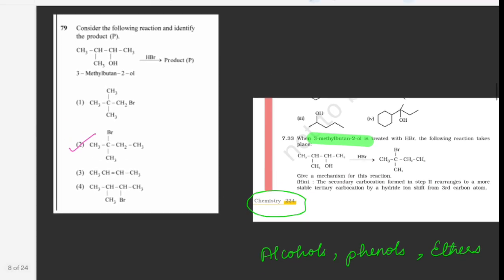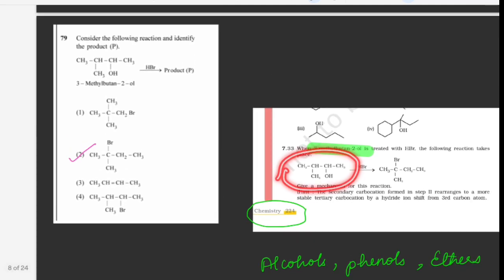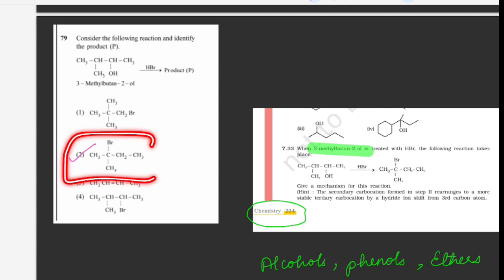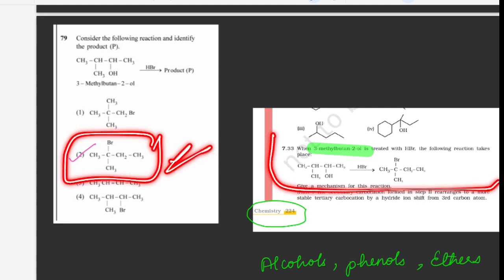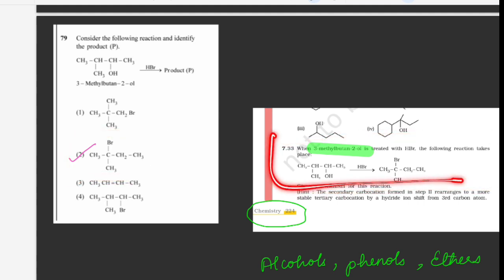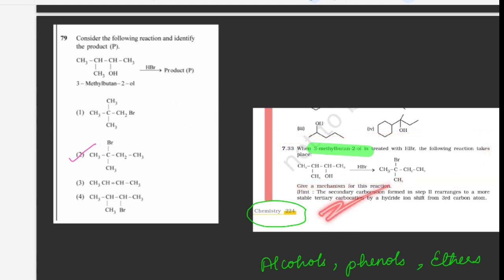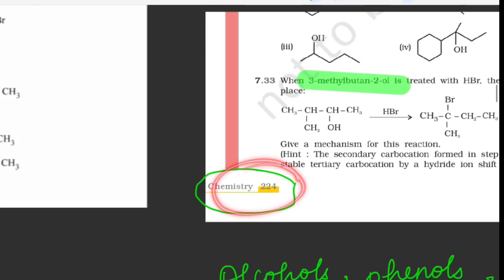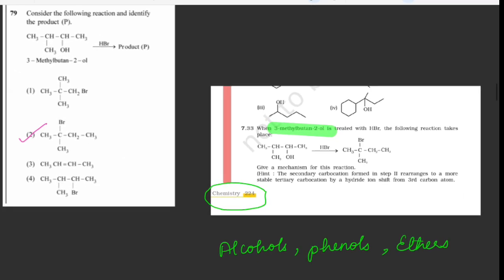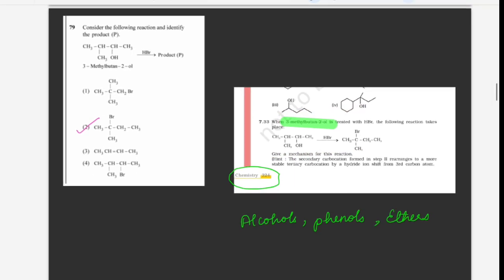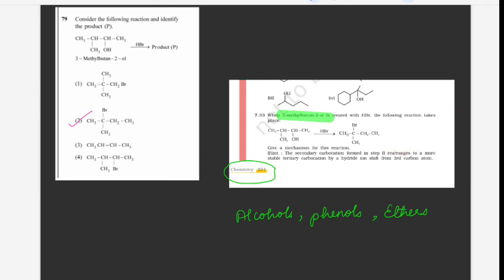Same question. See here, when it is treated with HBr, what is the product? This is the product obtained. It is a direct cut and paste: question 7.33 is taken and directly given. Therefore it is very important. Page number you can see, 224, from the new NCERT textbook. Directly this question is taken from the exercise, so it is important that you practice even the exercises.